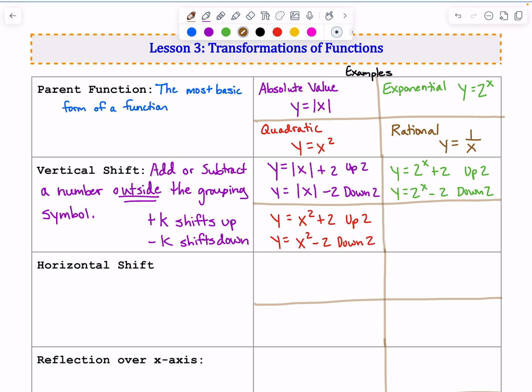And then for rational, the grouping symbol is the fraction bar. So we're going to be outside the grouping symbol. So we need to put 1 over x plus 2 is outside, so it's behind the fraction. And it could also be in front of the fraction. It doesn't have to be behind it every time. They just often write it that way, as long as the number is outside the grouping symbol. Okay, so those are vertical shifts.